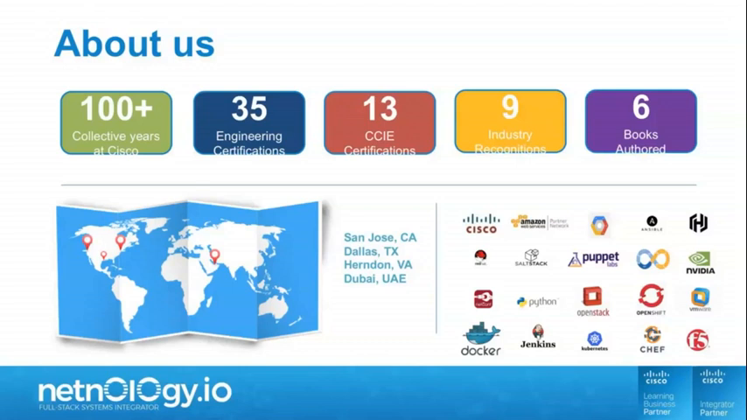But mainly we are a Cisco partner from a networking vendor standpoint. However, we know how to integrate Cisco solutions with a lot of these logos which you see over here, and that's where the idea of full stack system integration comes into the picture. We are headquartered in San Jose with two regional branches in the U.S., one in Dallas and one in Herndon, Virginia, and that's how we cover coast to coast. And we have an international branch in Dubai.